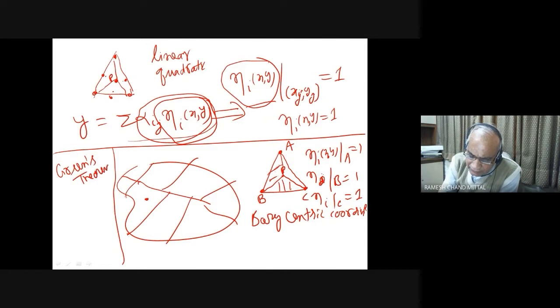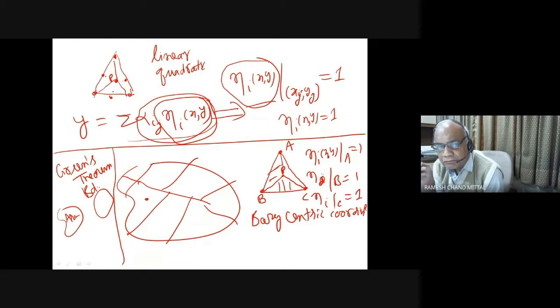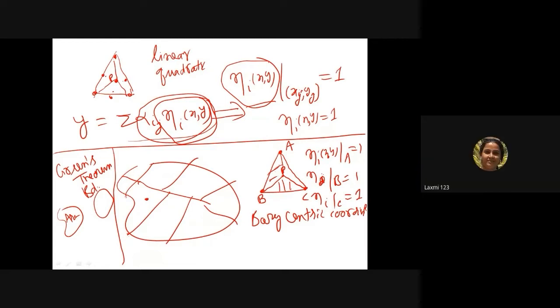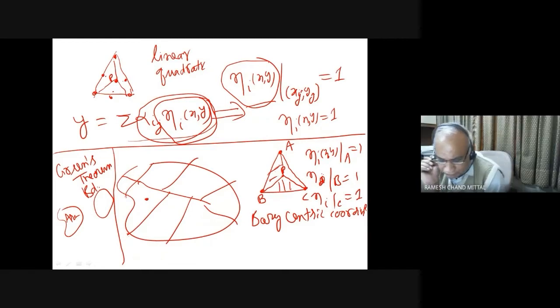What Green's theorem does is that it connects area to the boundary. I hope everybody understands that. Green's theorem says a double integral can be converted into a line integral, or a line integral can be converted into a double integral. That is basically the theory of Green's theorem.